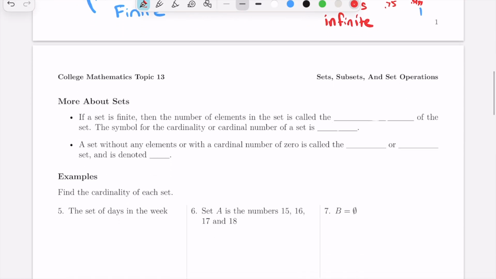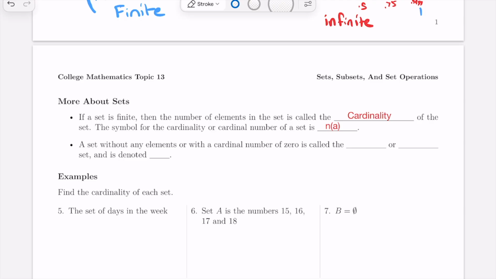Let's keep going and talk more about sets that are finite and infinite. If a set is finite, then the number of elements is called its cardinality of the set. The cardinality, or the cardinal number of the set, we would just maybe write it like this even. We just say n of A. There's some other things that we can do, and when we start talking about sizes of infinity, we use an aleph symbol, but that's not for us today.